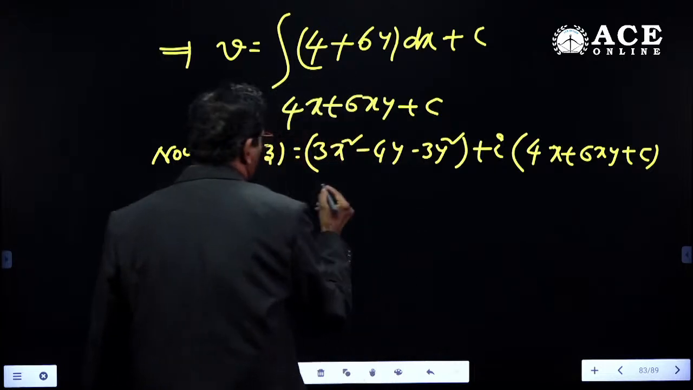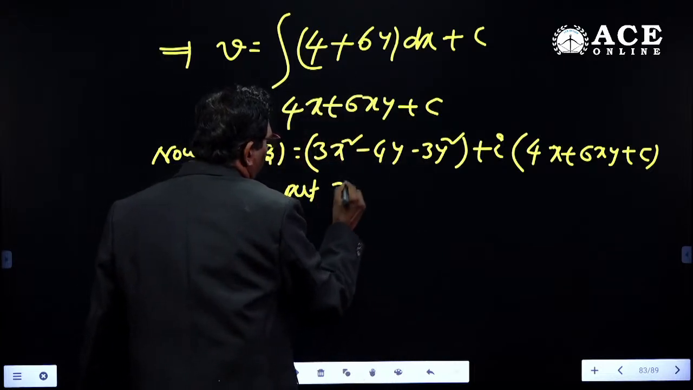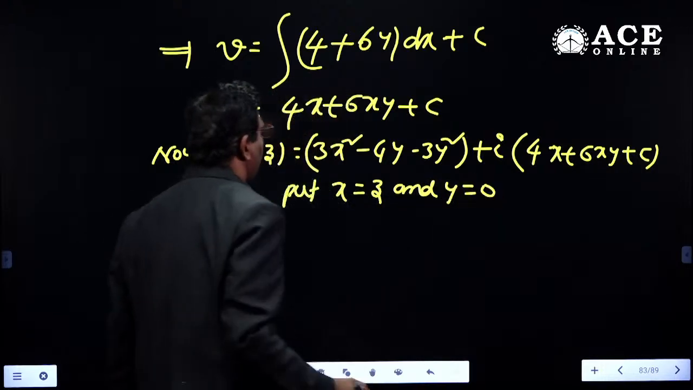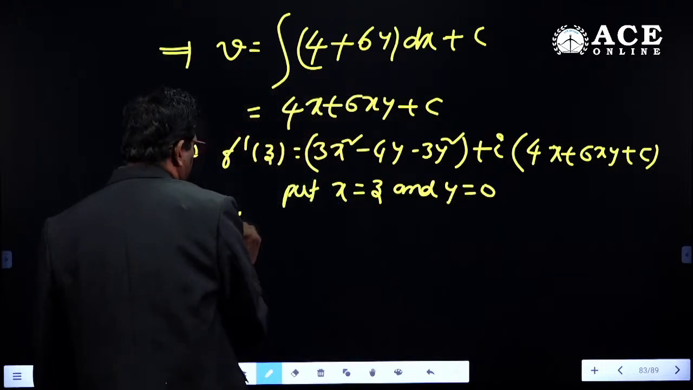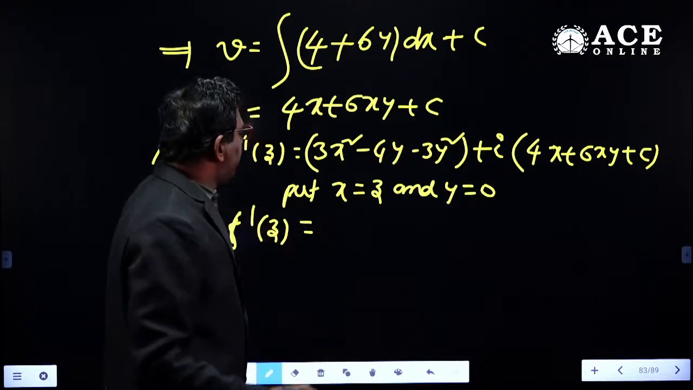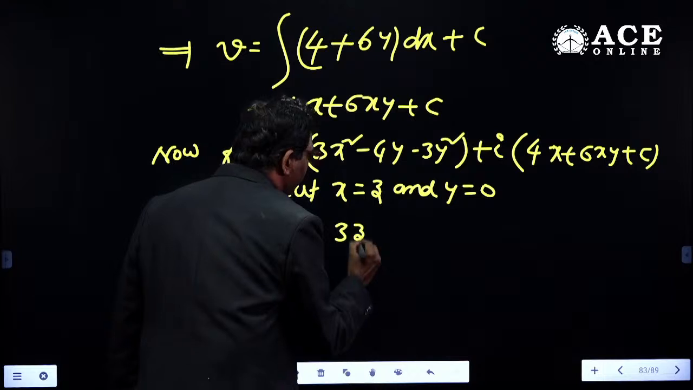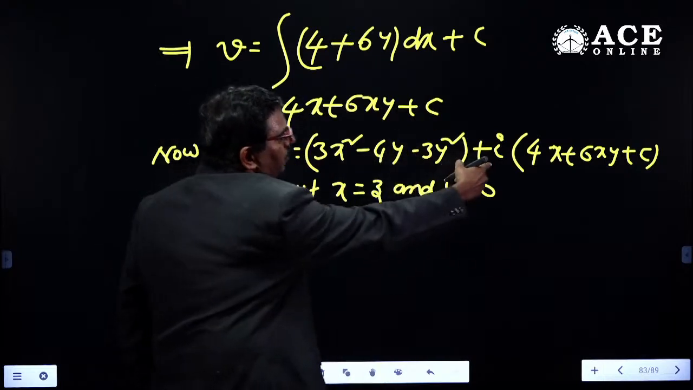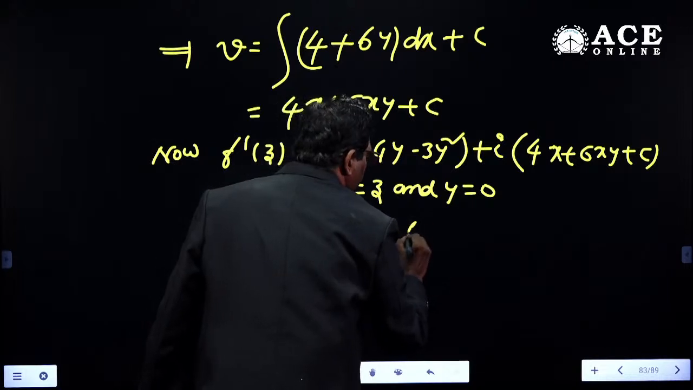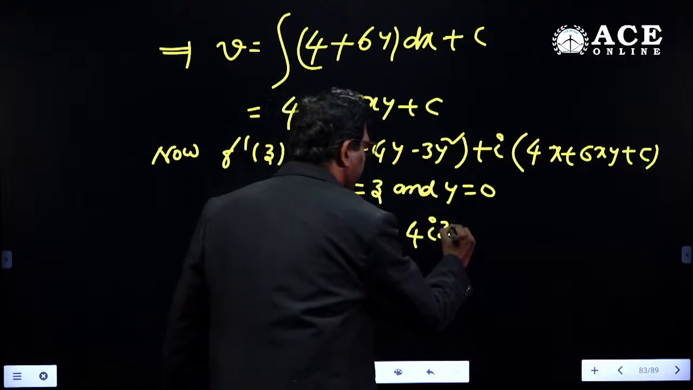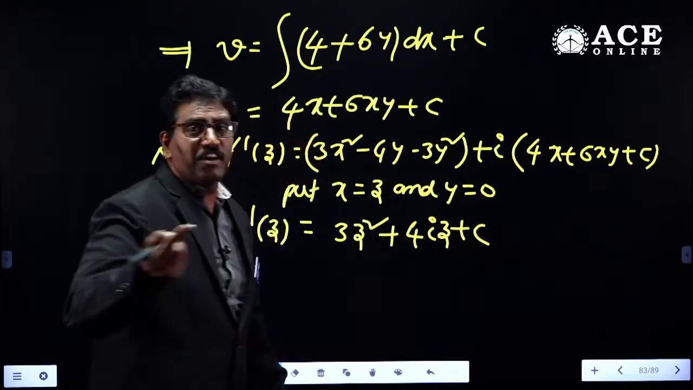Put x is equal to z and y is equal to 0. Then what is f dash of z? f dash of z is nothing but 3z square, since with y equal to 0 both the y terms become 0, plus 4iz, plus c. This is f dash of z.